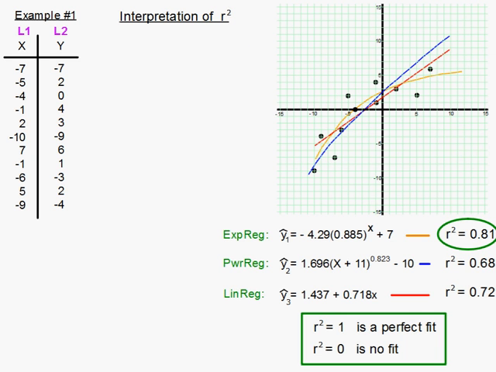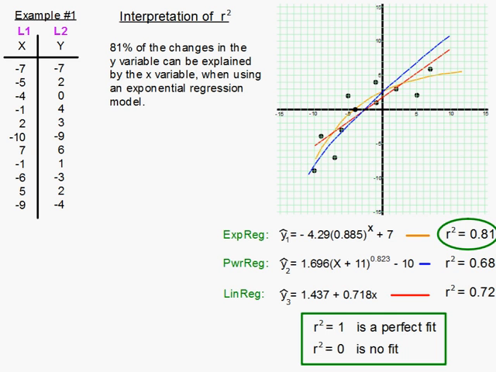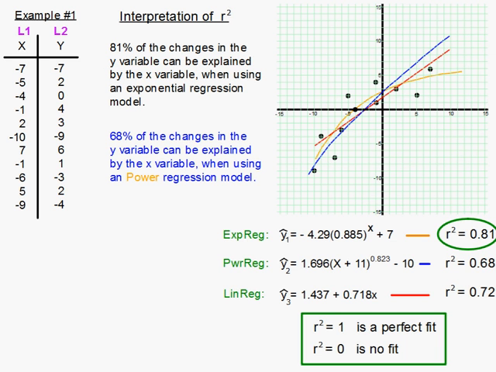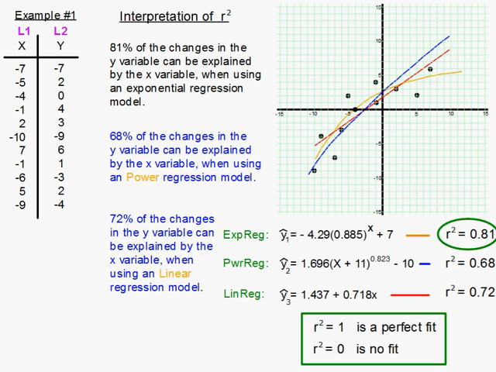The way this would sound, right, is that 80% of the changes in your y value can be explained by changes in your x value when using an exponential regression. Of course, the same can be said for the power regression, only at 68% of the changes, and also for linear, where it's only 72% of the changes in y can be explained by changes in x, which is why, of course, we chose exponential, because it's the highest.